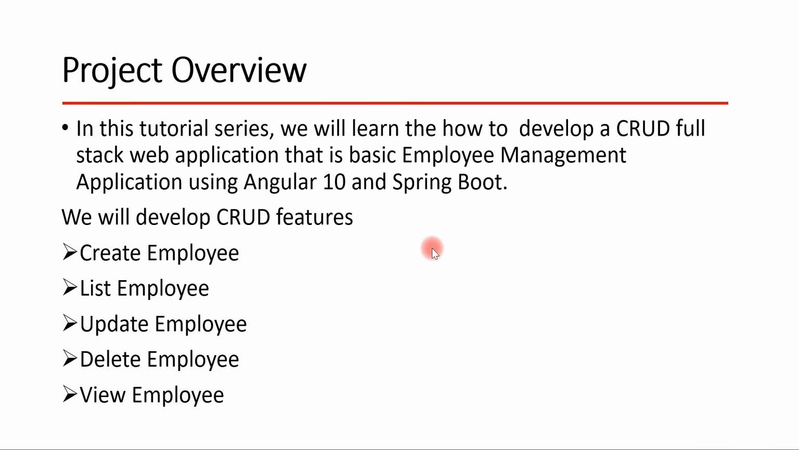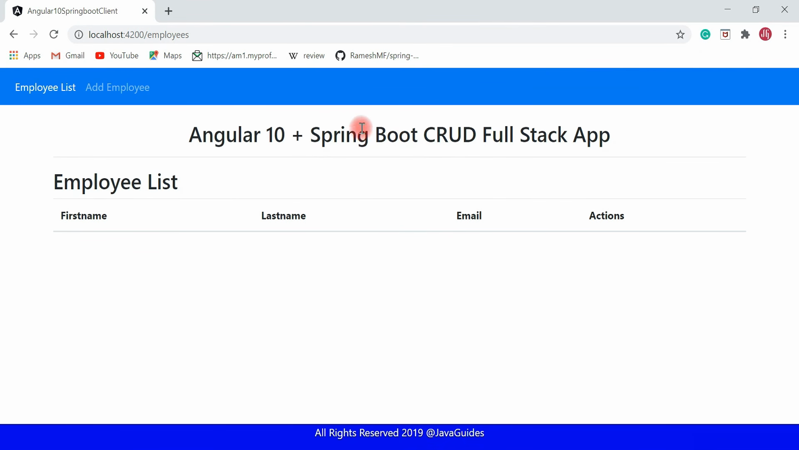So before implementing our employee management application, that is the full stack application, let's quickly have a demo of what exactly we are going to build in this tutorial series. So this is the user interface of our full stack application, that is the employee management application. So this is the employees list page. Here we're gonna add employees, and this is the header of our application. This is the footer, and in the header you can see here the employees list tab, and this is the add employee tab.